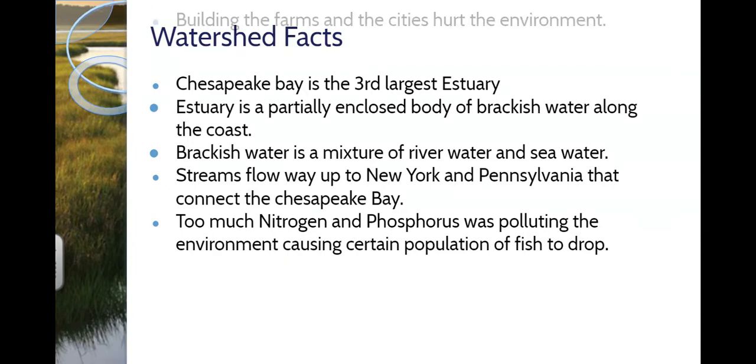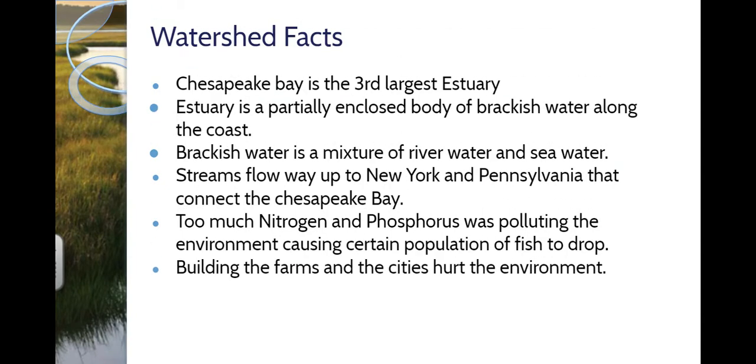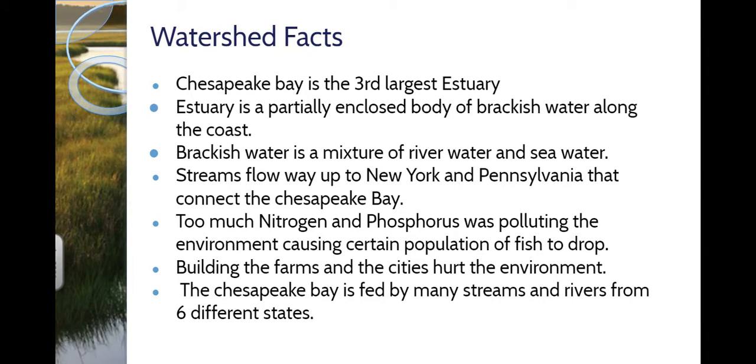They were building farms and cities, which hurt the environment. Where did they build the farms and cities? On the watershed, because the watershed is a part of the land. And last, the Chesapeake Bay is fed by many streams and rivers from 6 different states. When we say fed, that means where the water comes from. Like it literally flows into the Chesapeake Bay. So what happens in a river in New York can affect the health of our Chesapeake Bay because the river flows into the Chesapeake Bay.